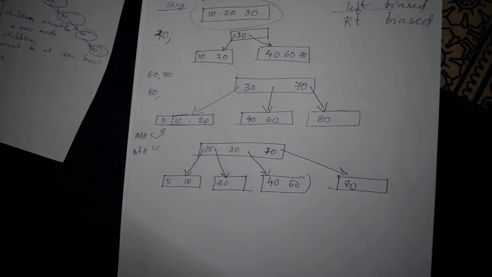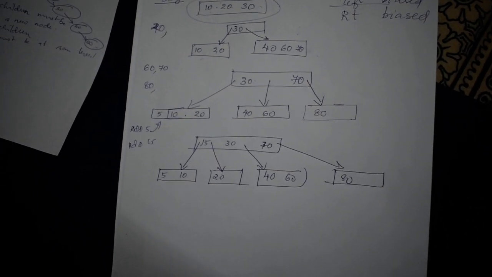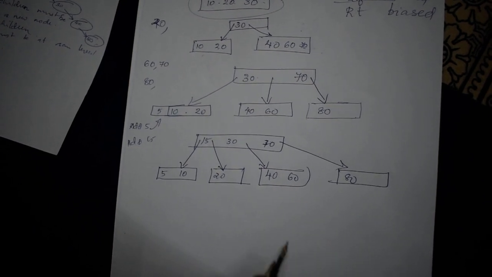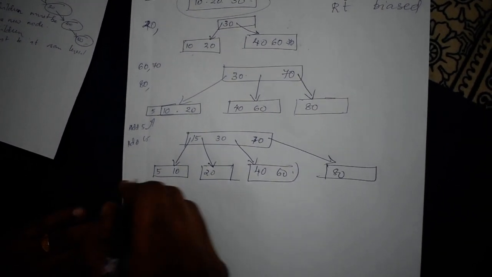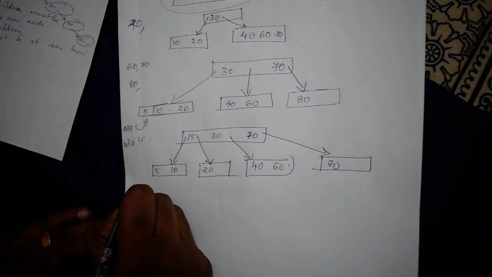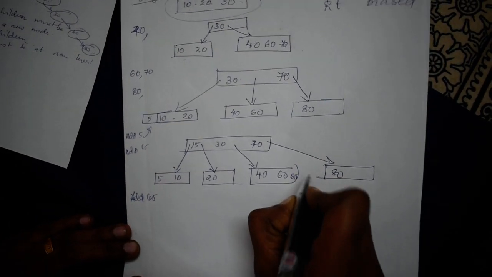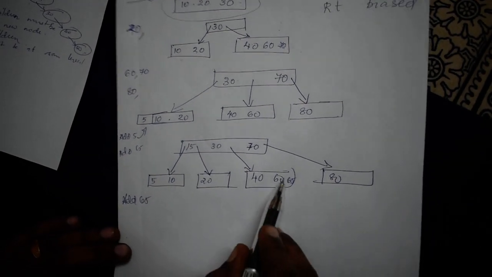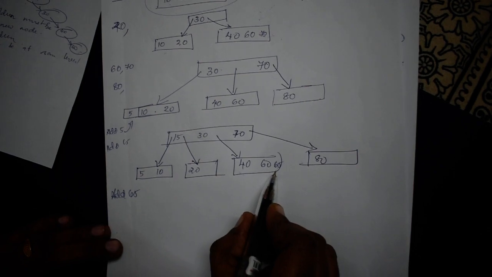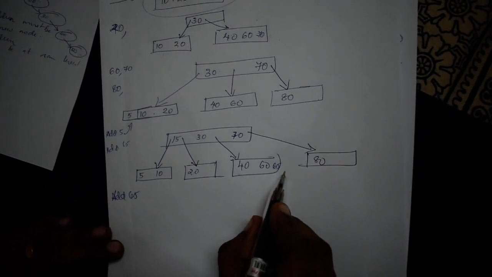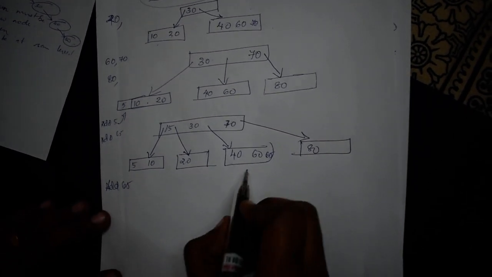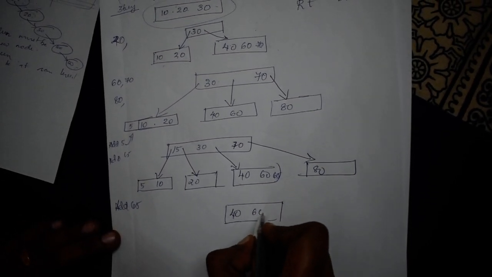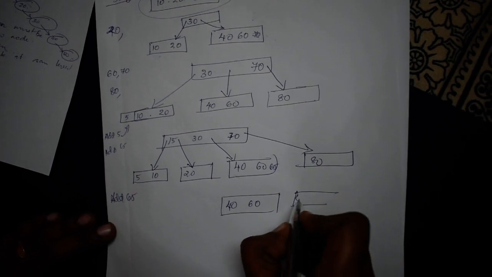Let me give one more example. Suppose I want to add 65. I can add 65 here, and it is filled. Suppose I want to add 68. I should add 68 here, but it is already filled with 3. So I will split this one, that is 40, 60, and I am going to add 68.